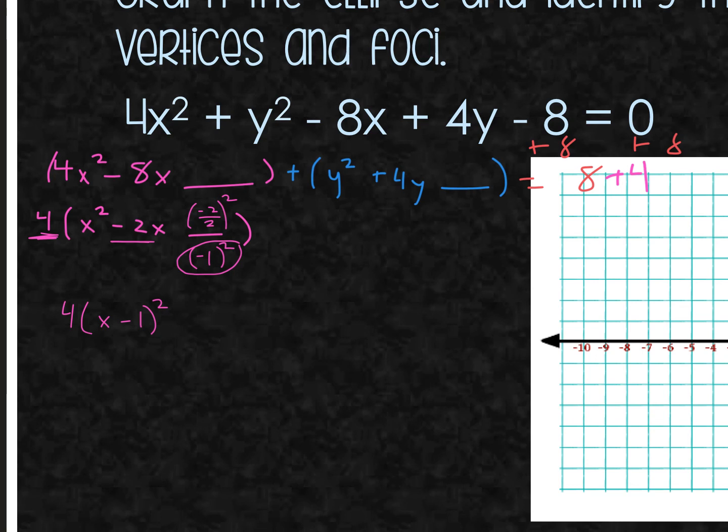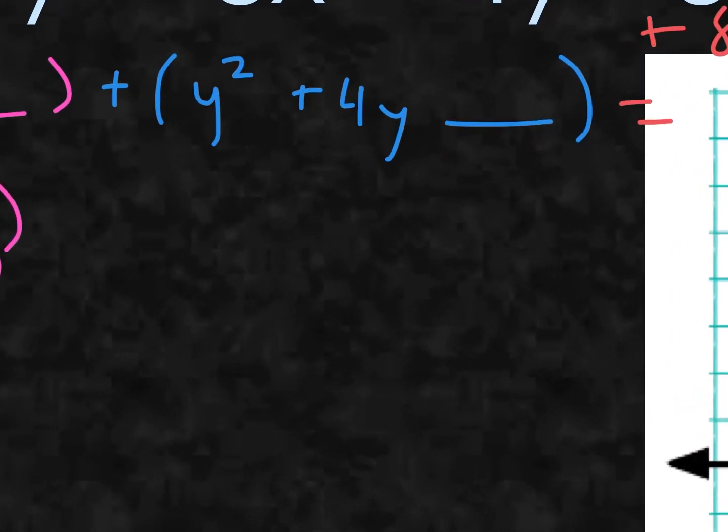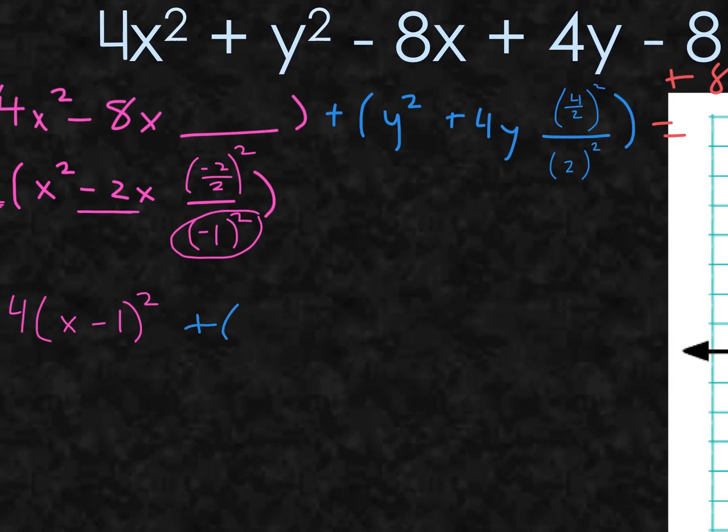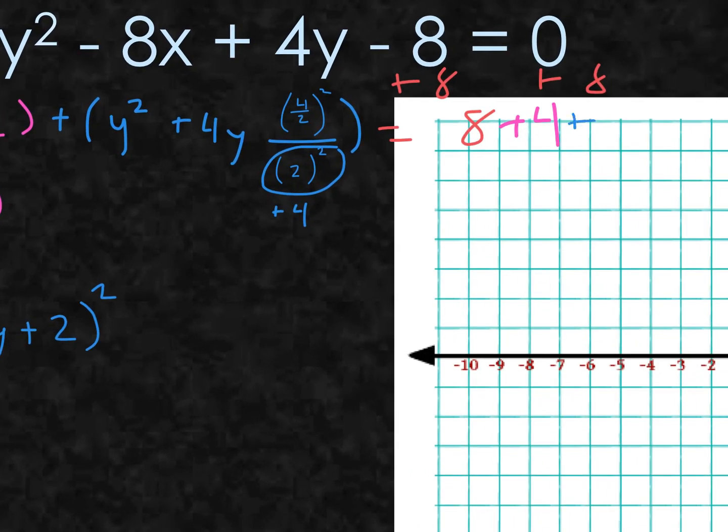So I'm going to do the same thing with my y's. Any questions on what we just did with the x? All right, let's do it again. So what number is going to go in here to help me complete the square? 4 over 2 squared. So I have 2 squared that goes in here. So what's going to go in my parentheses down here? Y plus 2. 2 squared is 4. So I'm adding 4 on this side. I need to add 4 on my right side too.